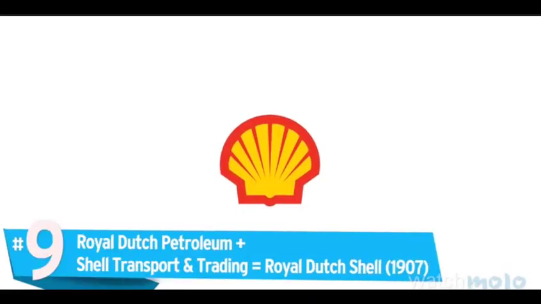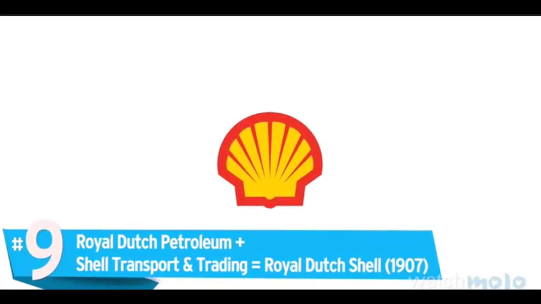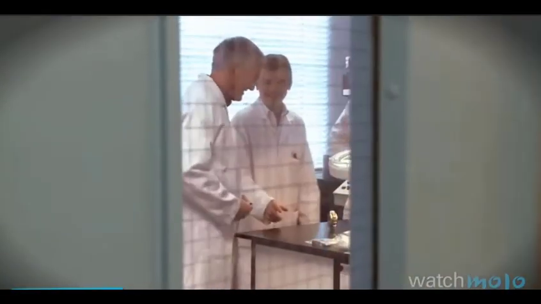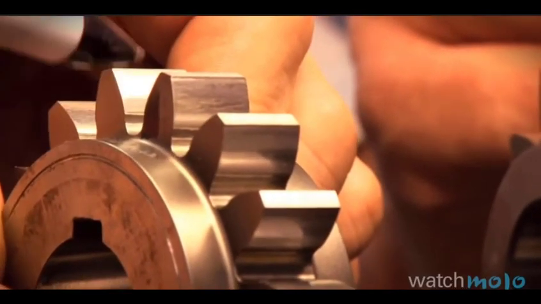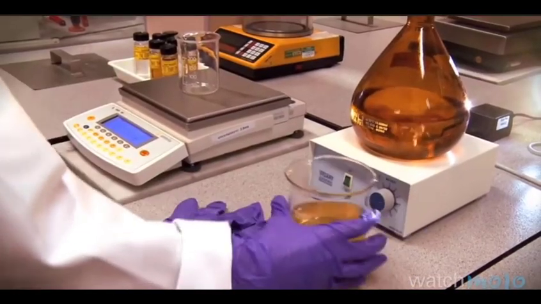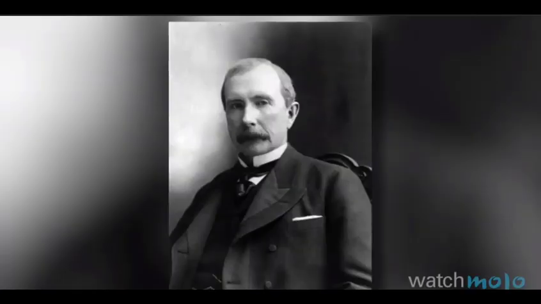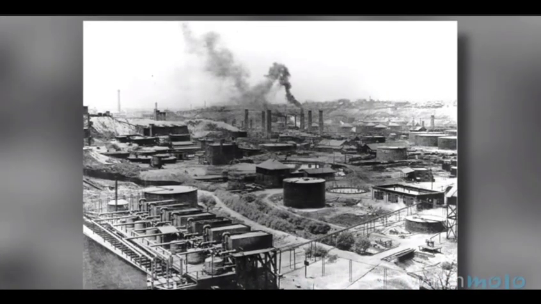Number 9. Royal Dutch Petroleum plus Shell Transport and Trading equals Royal Dutch Shell. Originally two separate entities from entirely different industries, the merger of the oil transporting company that was Shell and the Royal Dutch Petroleum Company was provoked to compete against the market's monarch John D. Rockefeller and his leading Standard Oil Company.